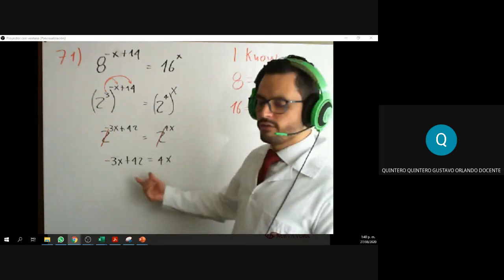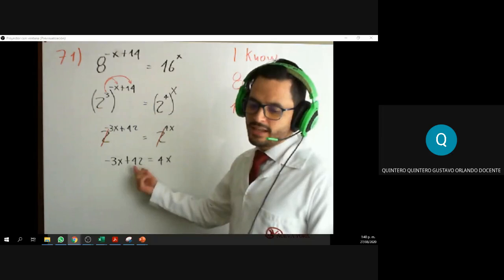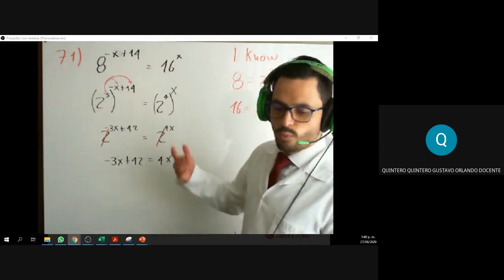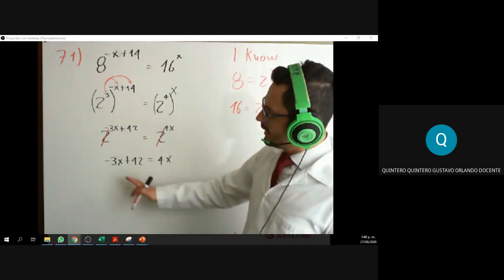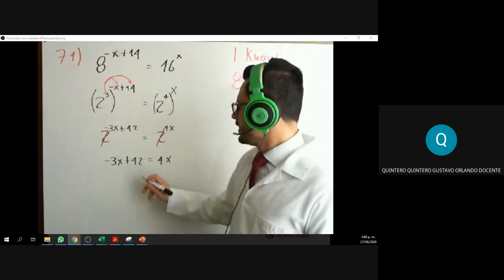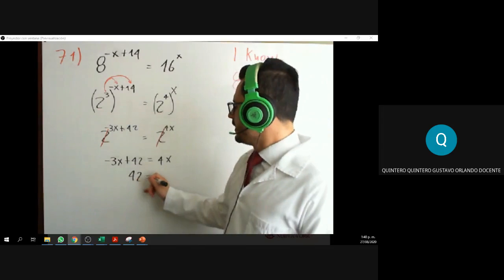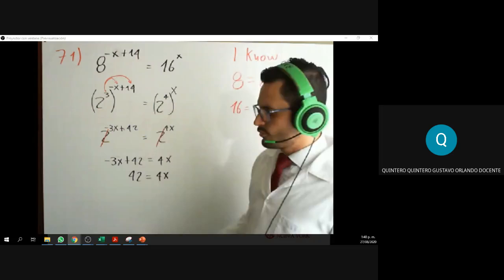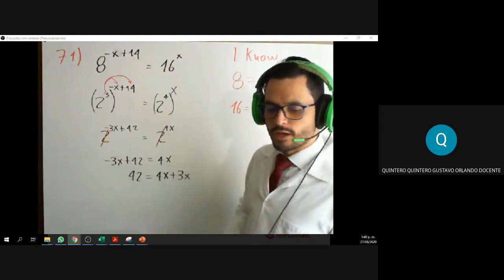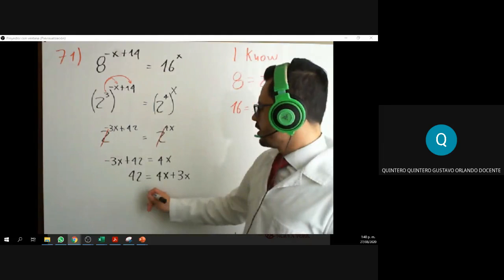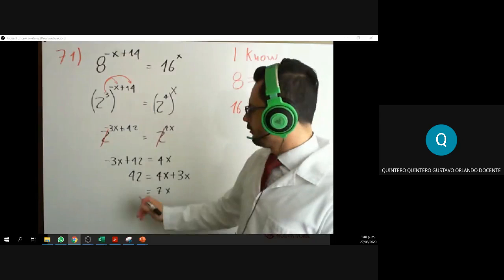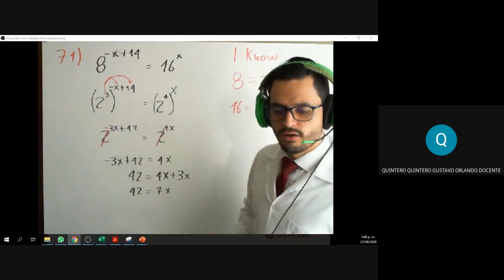All we need to do is move the x's to one side, leave the numbers on another side, and then we find the solution. I'm thinking, let's move this negative 3x over here. That way we'll have a positive x, right? So 42 will be equal to 4x. And again, the negative 3x will pass to add, right? To 4x. It is adding because before it was subtracting. So here I have a 7x, right? 4x plus 3x, that's 7. Beautiful. Over here, the result's still 42.